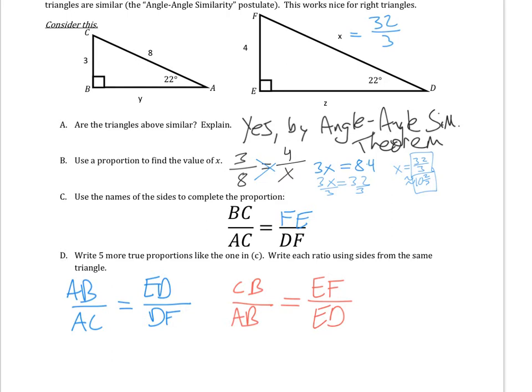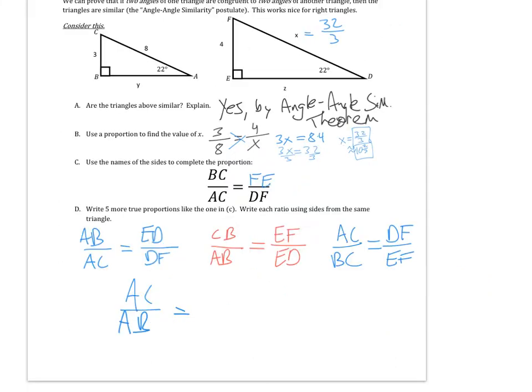What else? We could also flip this. We could take AC, the hypotenuse, and put it over BC. That's one proportion, or one fraction from this: hypotenuse over that leg. That would be this hypotenuse here, DF over EF. So we have DF over EF there. That's the hypotenuse over that leg. We could take the hypotenuse over the long leg.